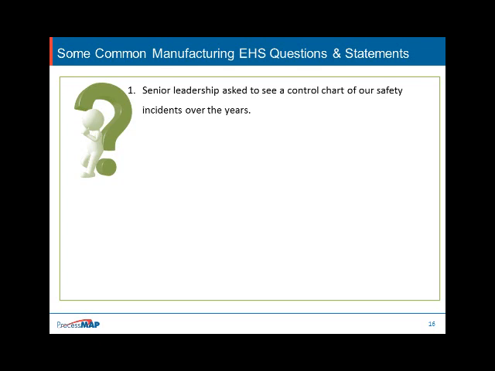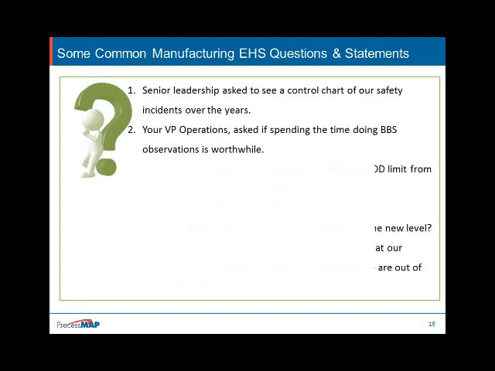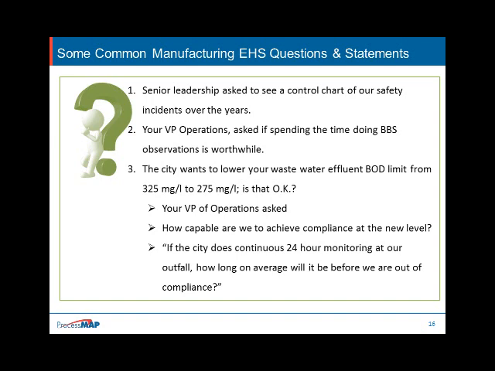Some senior leaders nowadays have been Six Sigma trained. So you may get a senior leader asking you to see a control chart of your safety incidents over the years, okay? Your VP of operations may ask if spending the time doing BBS observations is worthwhile. Here's one that always scares me, and it's actually happened to me in my career: the city wants to lower your wastewater effluent limit for BOD from 325 down to 275, and they ask you, is that okay? Your VP of operations may ask how capable we are to achieve compliance at the new level.